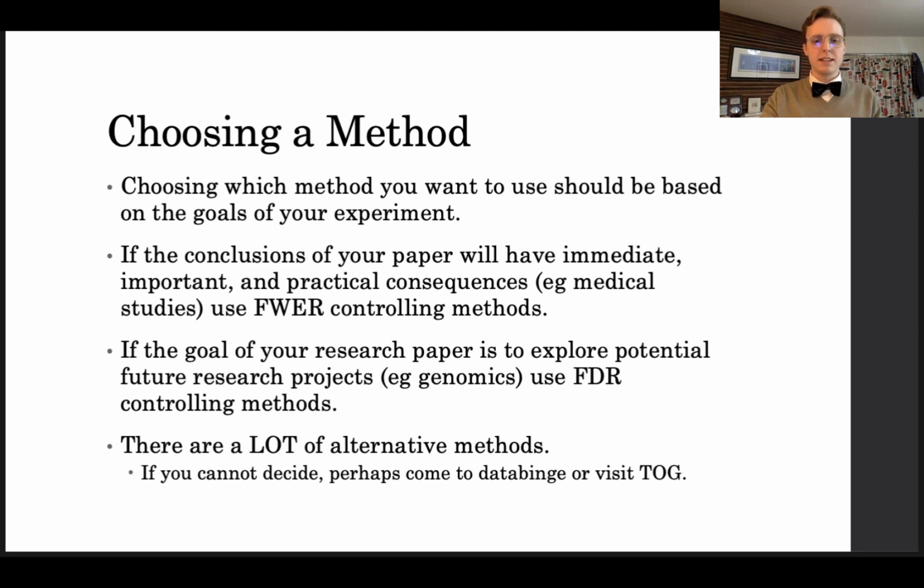On the other hand, if your experiment is more exploratory, and your results will be more focused on informing future projects, then you probably want something with a bit more power to actually detect differences. For example, you might be looking at the effects that many different genes have on a certain trait. These are the situations where you want to use false discovery rate controlling methods, such as the Benjamini Hochberg method.